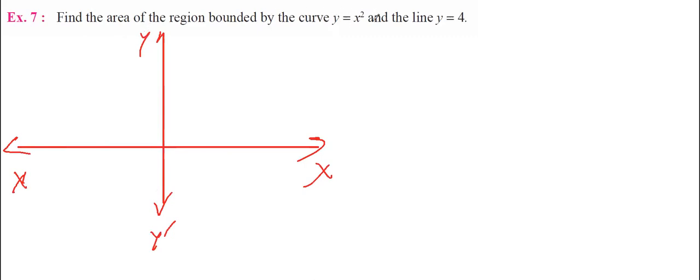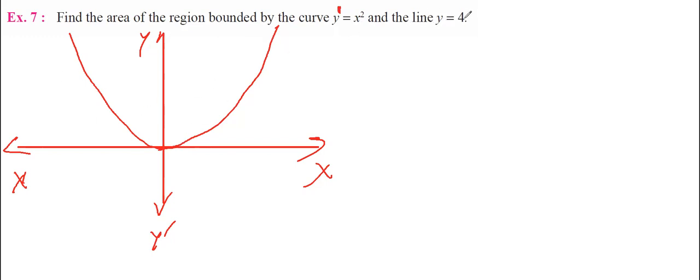The area region is bounded by y is equal to x square. So y is equal to x square will come like this. This will be the curve y is equal to x square. Why did I write it like this? Because this is y. What is the power of y? It is 1. So it will be along the y-axis. What is the power of x? It is square, 2. So it will come on positive as well as negative.